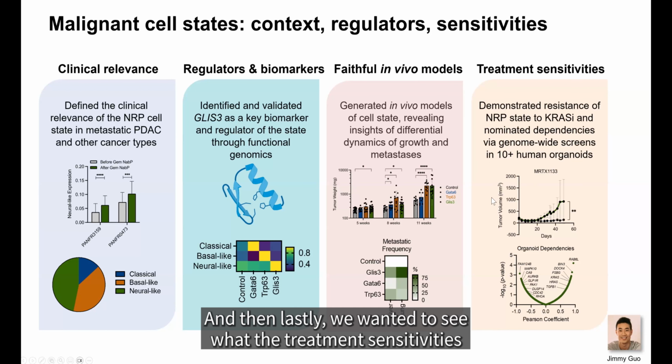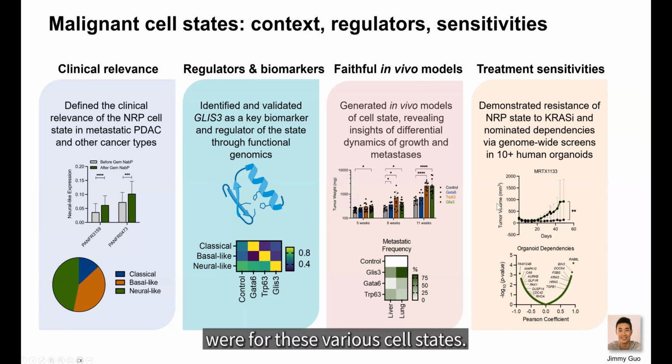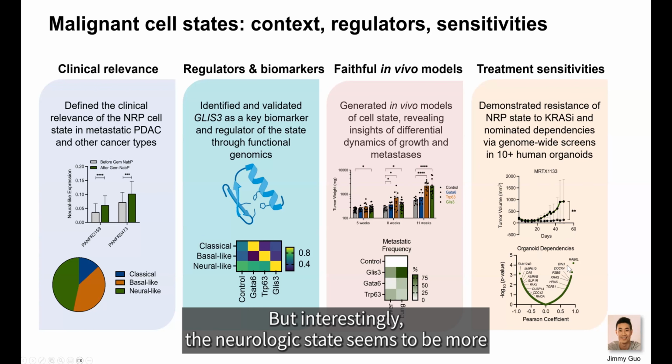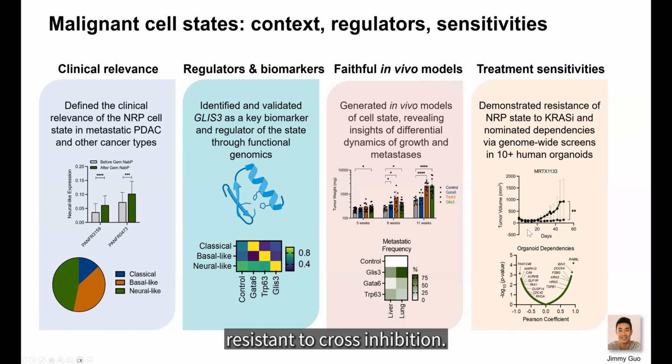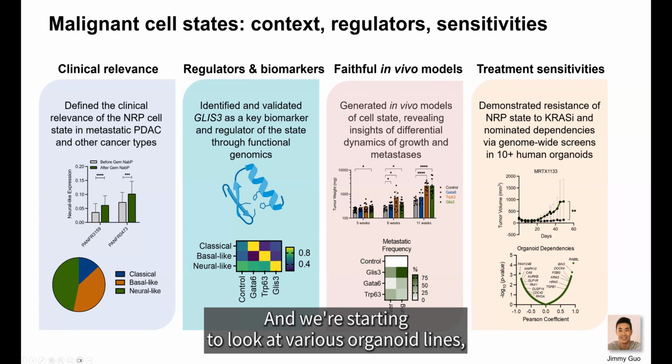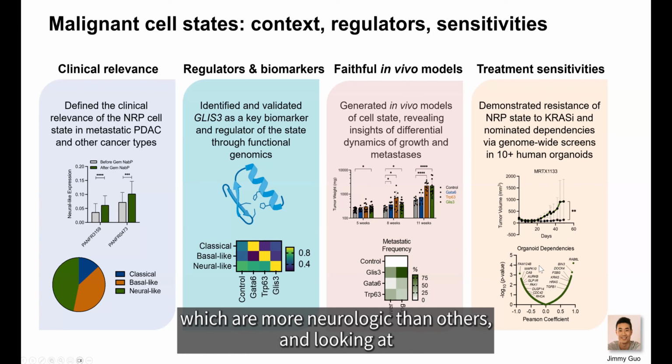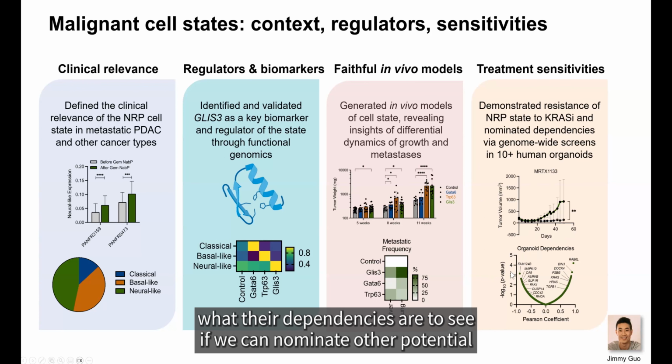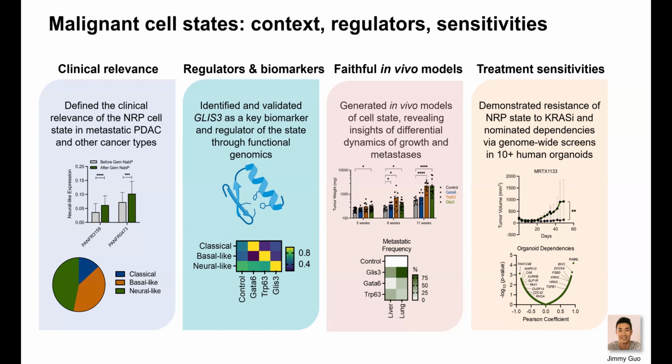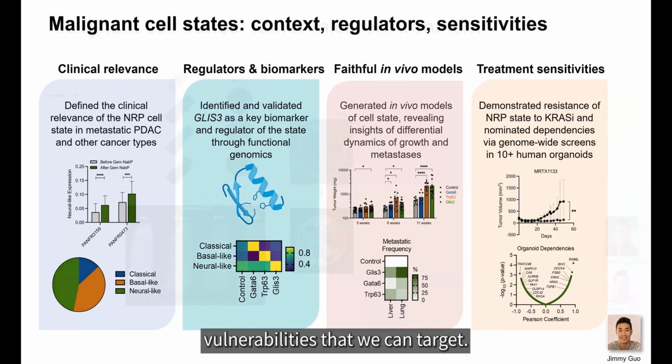And then lastly, we wanted to see what the treatment sensitivities were for these various cell states. This is still ongoing work, but interestingly, the neural-like state seems to be more resistant to KRAS inhibition. And we're starting to look at various organoid lines, some of which are more neural-like than others, and looking at what their dependencies are to see if we can nominate other potential vulnerabilities that we can target.